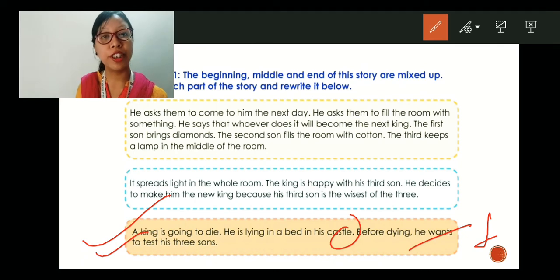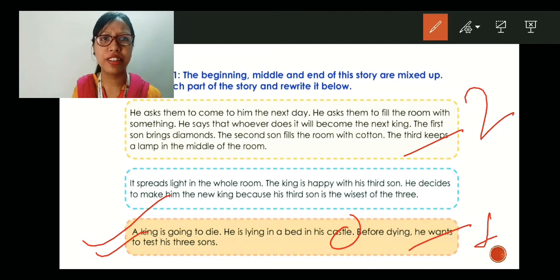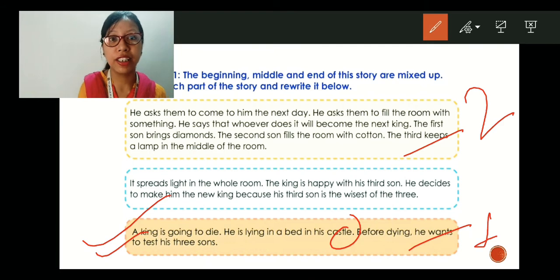Then we come to the second, which is the middle. In the middle, this will be the middle part where all the actions, all the interesting stories are happening. That means he asked them to come to him the next day.